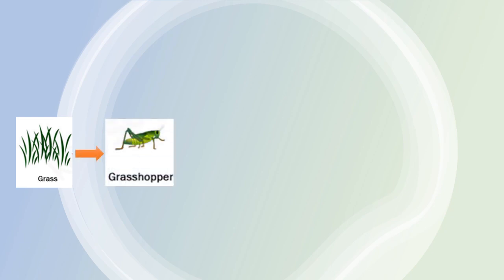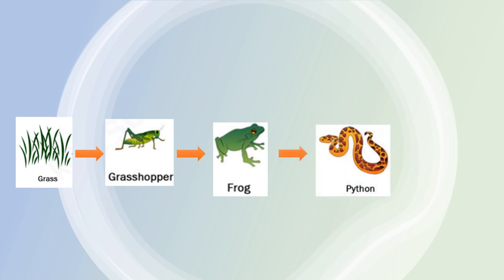Now, let's have a look at how other animals have their food. Grass is eaten by grasshopper, and grasshopper is eaten by frog, and frog is eaten by python, and python is eaten by eagle. So here we see a series of organisms feeding on one another.